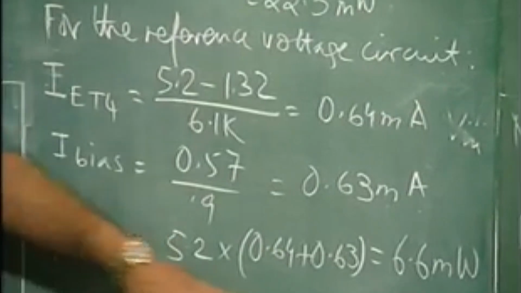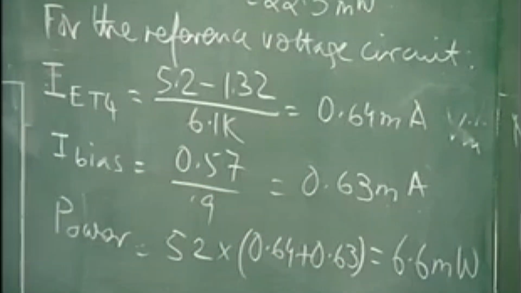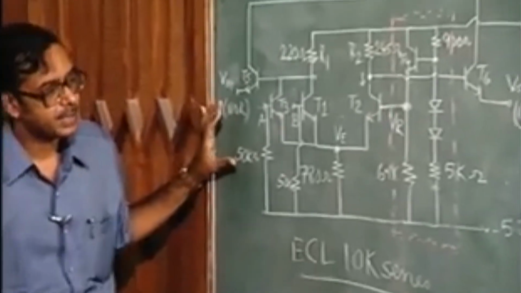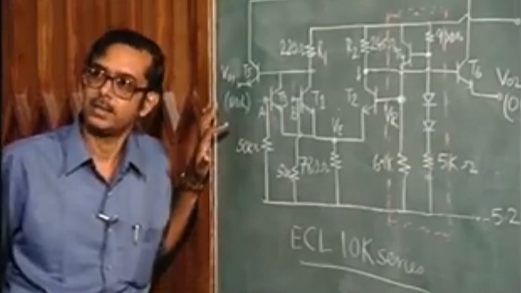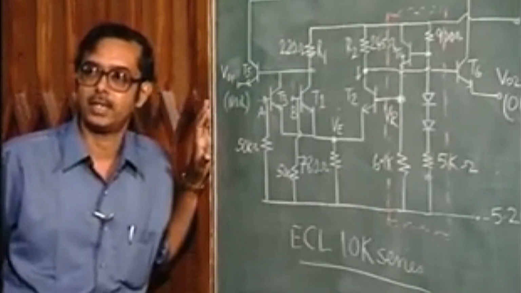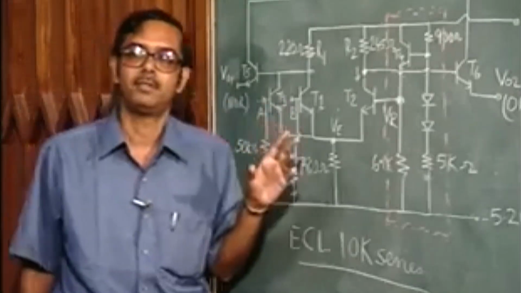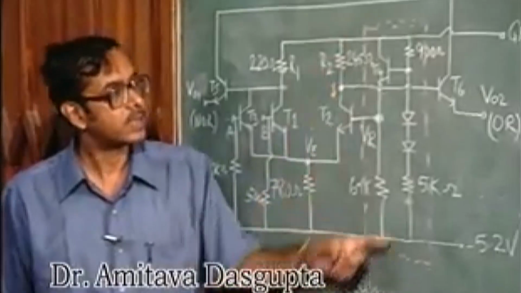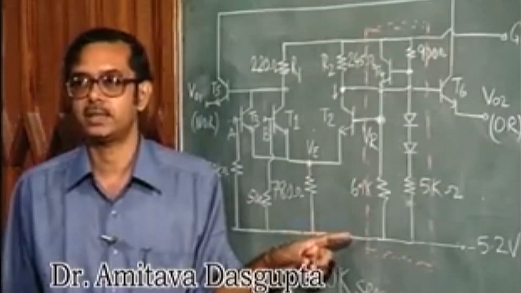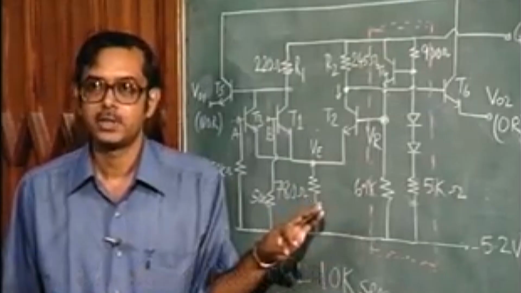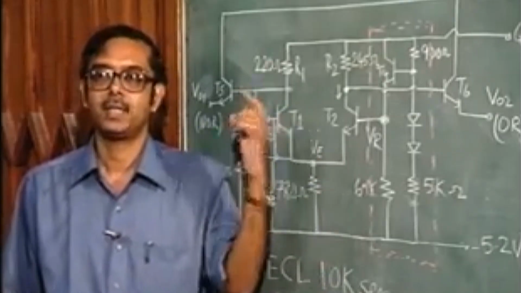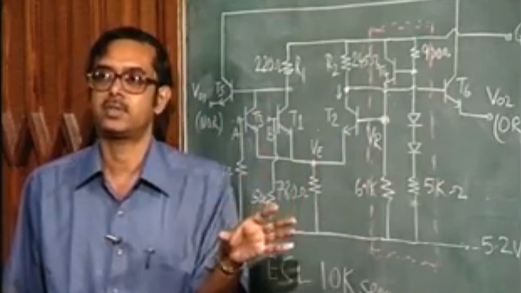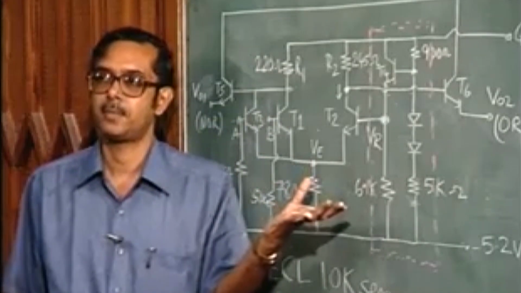Now, in this circuit, this OR NOR gate is available as a quad OR NOR gate in a chip. That means in a chip you have 4 such OR NOR gates. And this part of the circuit, the reference voltage generation circuit, is common to the 4 gates. You do not have 4 different reference voltage generation circuits. You have a common reference voltage circuit for the 4 gates.